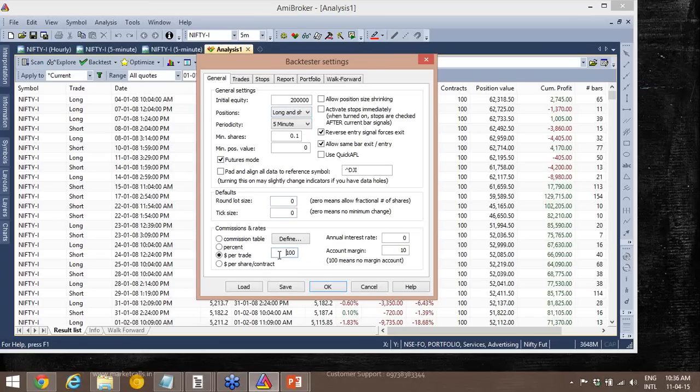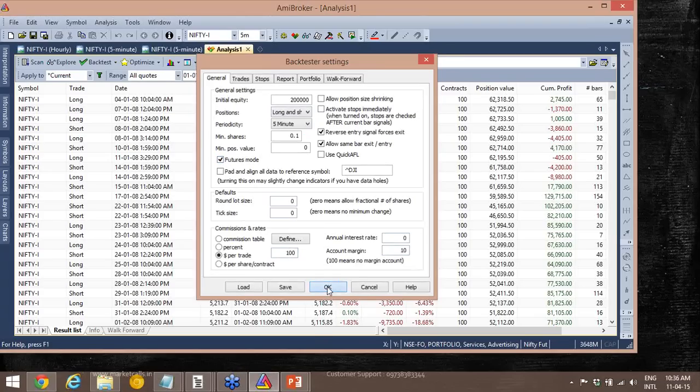Some people will have a discount broker, which has very little brokerage. If you are using a prime broker like Sharekhan, ICICI Direct and HDFC, you will have a slightly higher brokerage. And once again, the margin depends upon your broker. Since we are trading in futures mode, we have to enable futures mode so that your margins will be accounted for. If you are trading in cash, you have to disable the futures mode. If you are in futures mode, just enable it and then press the OK button.